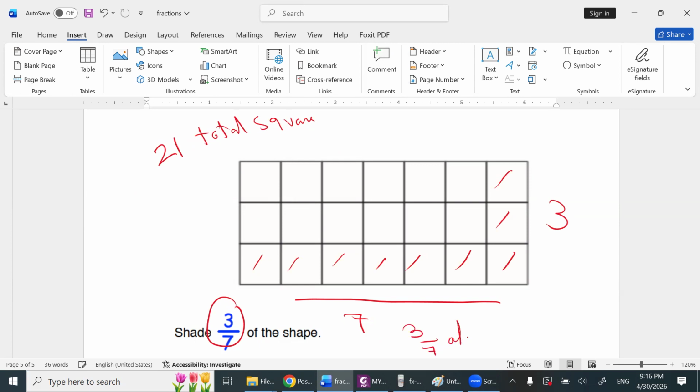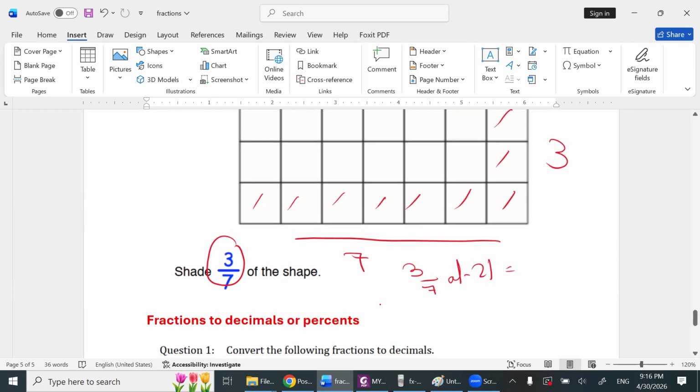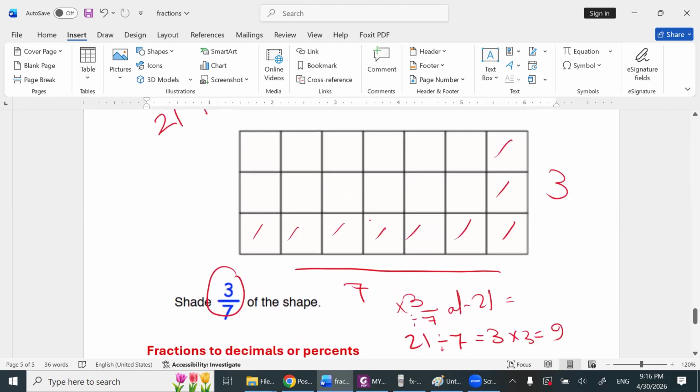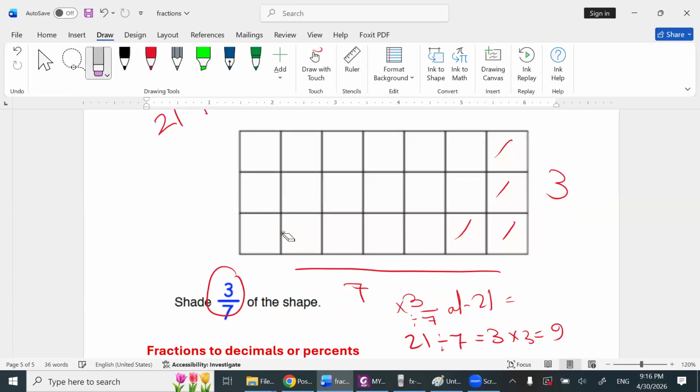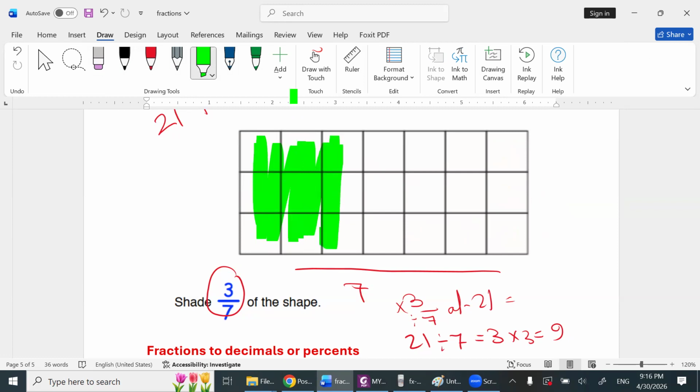21 total squares. I need to shade 3/7 of 21. Dividing by the bottom, multiply by top. 21 divided by 7 gives you 3. Multiply by top, multiply by 3, gives you 9. Then I need to shade just 9 squares. So how could you shade 3/7 of the shape? I will shade just 9 squares.